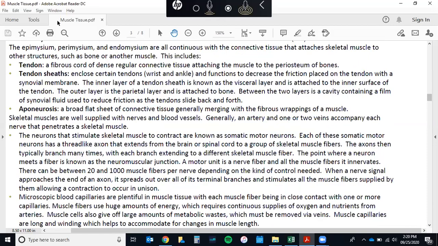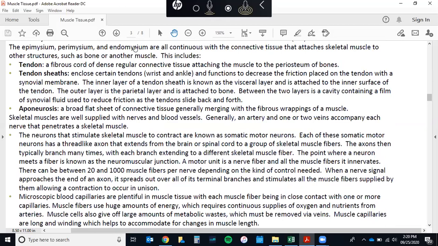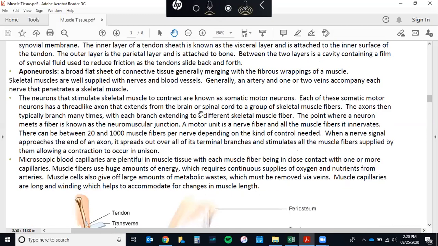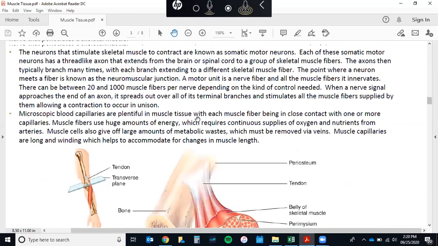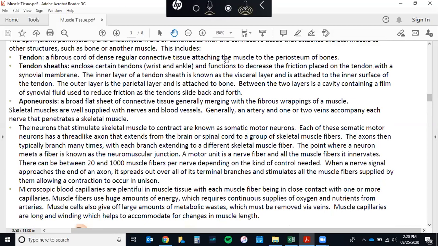Now, getting back to the epimysium, the perimysium, and the endomysium, they're all continuous with the connective tissue that attaches skeletal muscles to other structures, such as bone or another muscle. And this includes our tendons that we've been talking about, which we should actually show here in our picture. Tendon is a fibrous cord, dense regular connective tissue attaching muscle to the periosteum of bones. Tendon sheaths enclose certain tendons in places like the wrist and ankle, where they function to decrease the friction placed on the tendon with a synovial membrane.